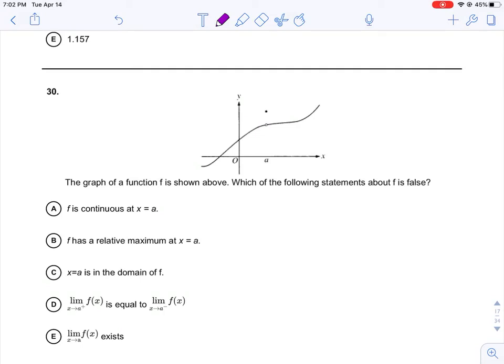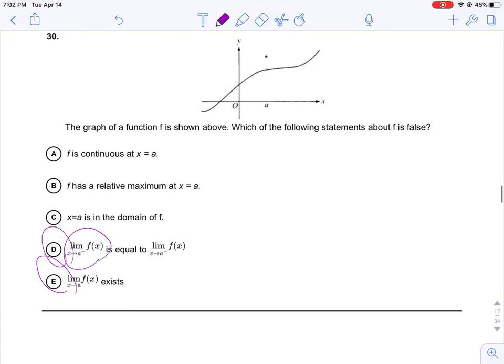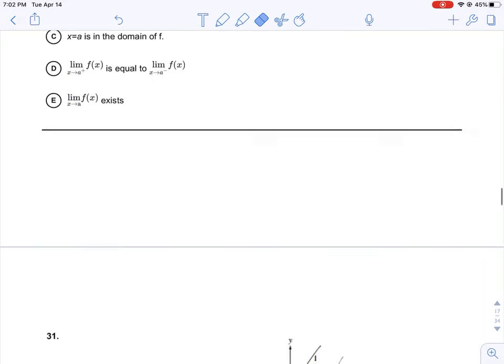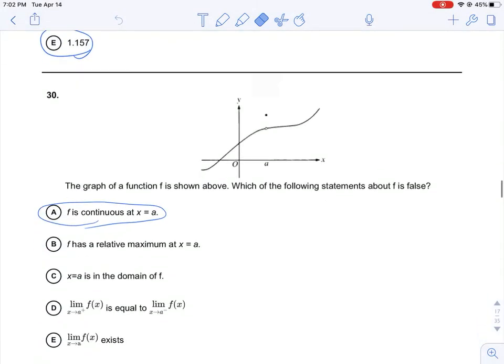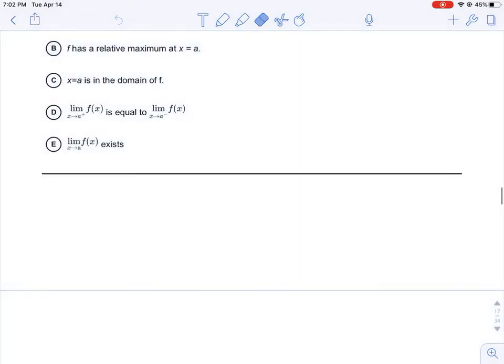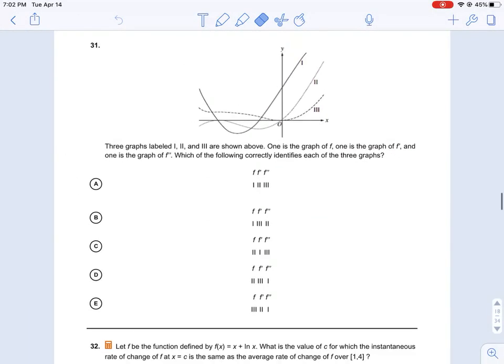The limit as x goes to a, which is, this is what I just said. D and E say the same thing. If this is true, then this is automatically true, because these two statements in D are the same thing as the single statement in E. So the answer there was A for number 30.